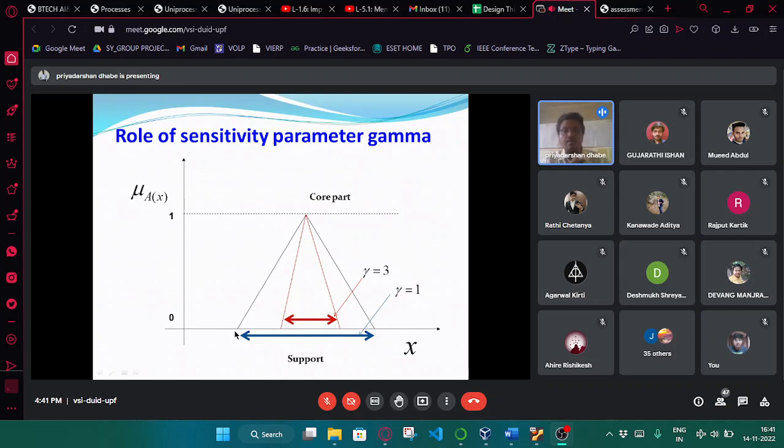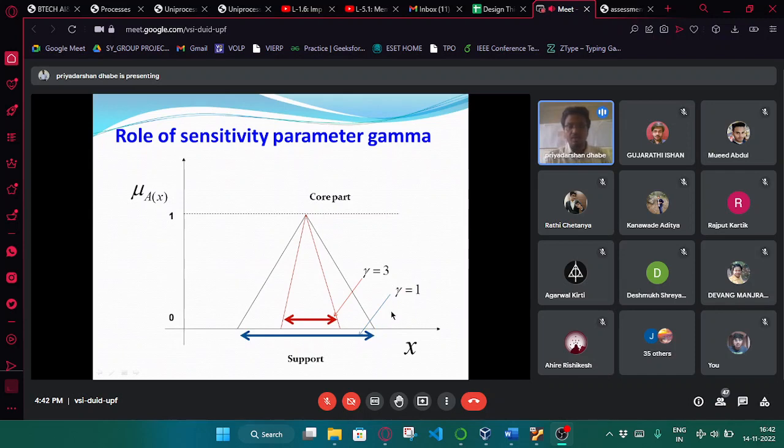Now what is gamma? Gamma is the sensitivity parameter, and gamma defines the support of the fuzzy set. The set of all possible values x where membership is greater than 0 is called the support set of the fuzzy set. The core part of the fuzzy set is the set containing all those elements assuming the highest membership value. So the core part of the set contains only one value, 5, over here, and the support part contains all those values of x, from here to here, where membership is greater than 0.